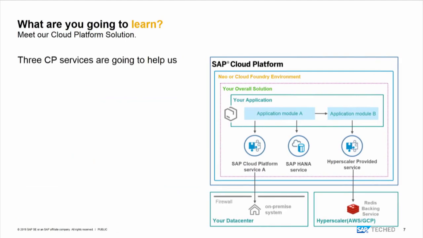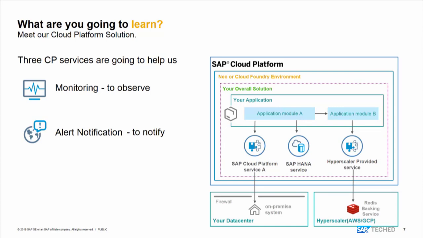For that purpose, I'm going to show you three separate solutions coming from the SAP Cloud Platform. First is the monitoring solution. It helps me to observe my application, to monitor it. Second is the so-called alert notification service, which provides me with the means of getting myself notified instantly via the channels I like and I use for alerting.